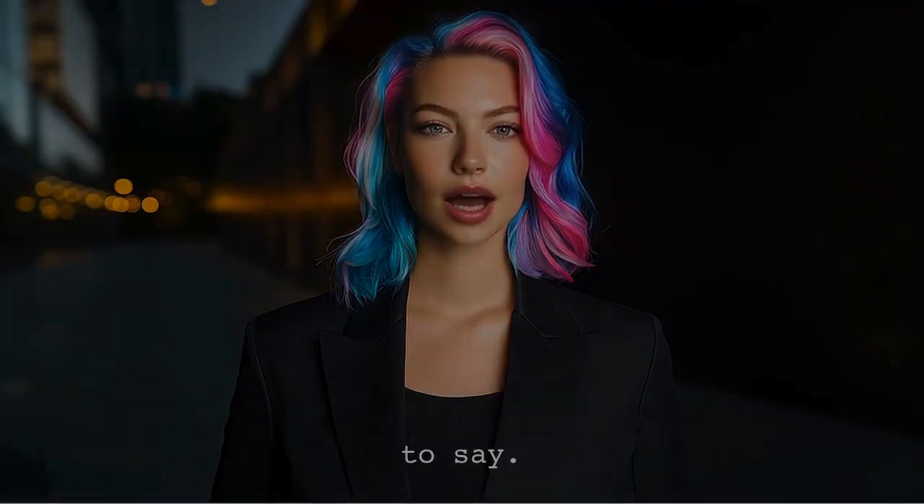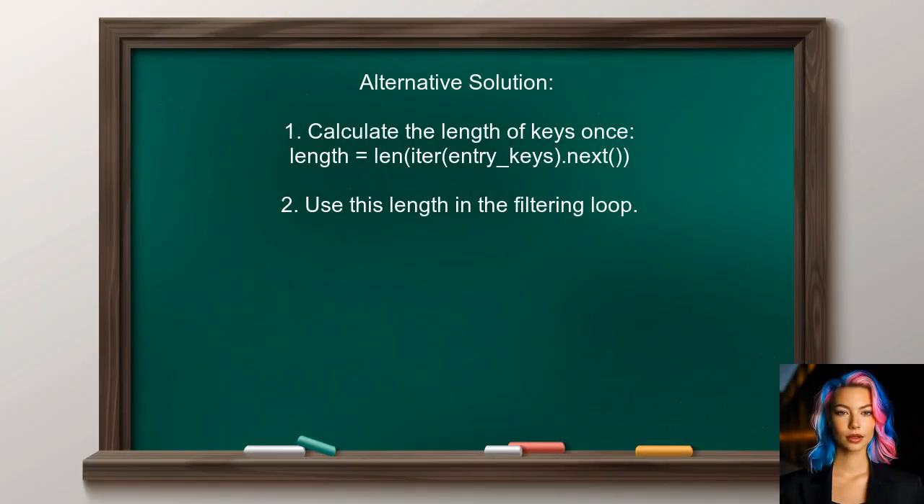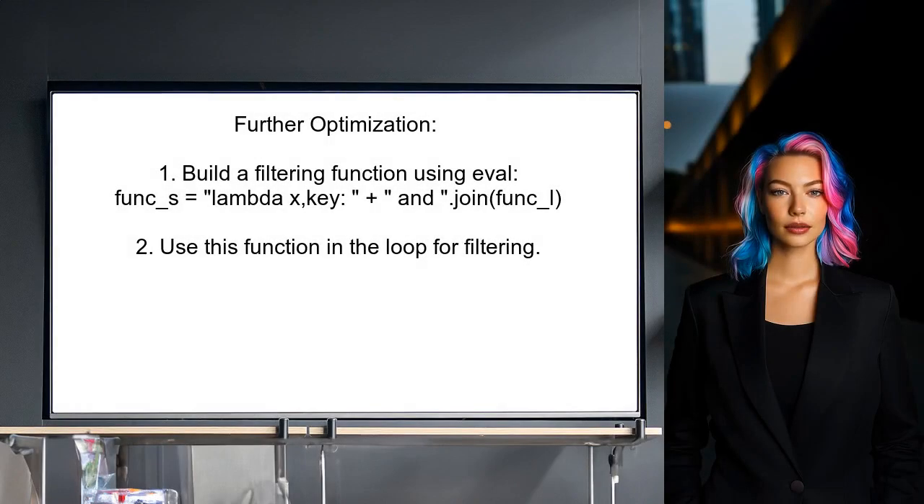Let's see what someone else had to say. An alternative approach suggests optimizing the filtering function by eliminating repeated computations. Since all entries in the dictionary have the same length, you can calculate that length once before the loop. This can improve performance by about 20%. For even greater speed, the user proposes using the eval function to dynamically create a filtering function based on the key length. This method can make the filtering nearly as fast as static length filtering.